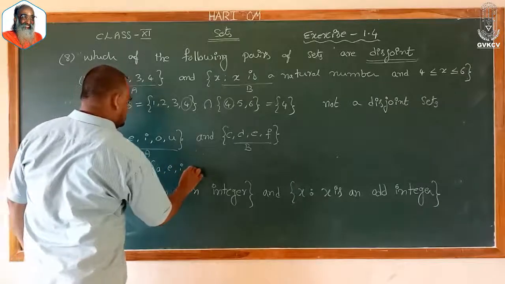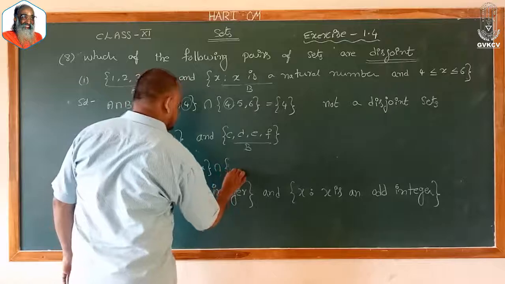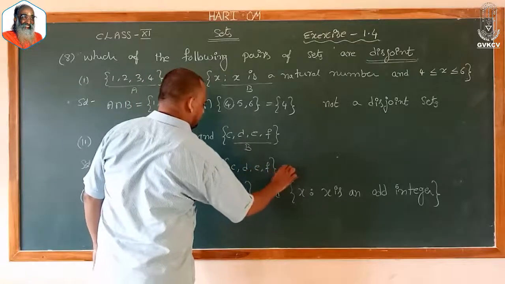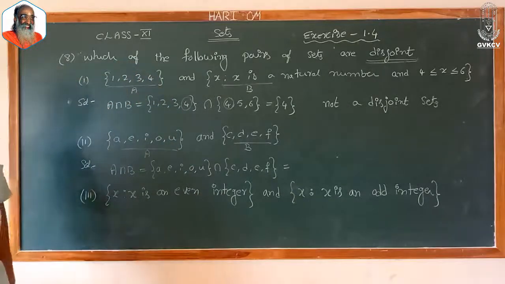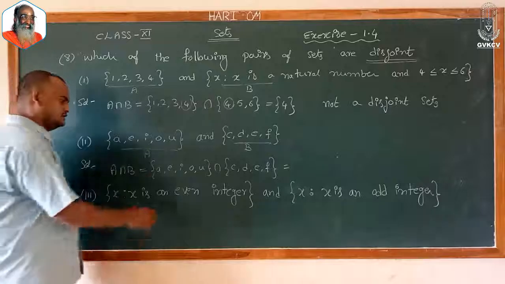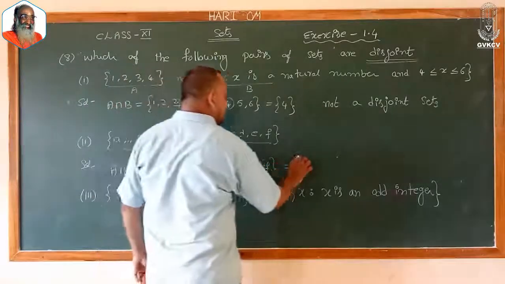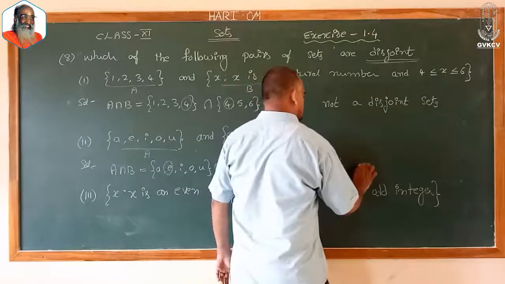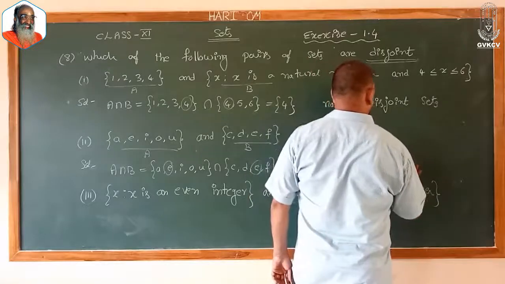A, E, I, O, U intersection C, D, E, F. Now let us find any common element. Do you find any common element between these two sets? Yes. Here I have element E, here also I have element E. My common element is E. Therefore, these two sets are also not disjoint sets.